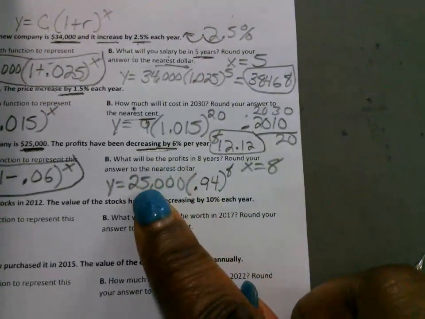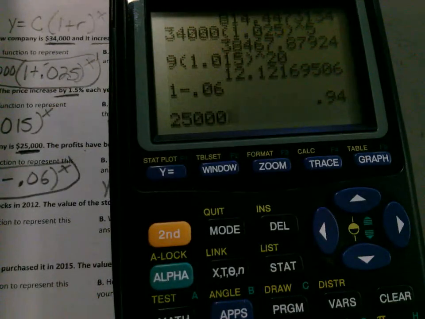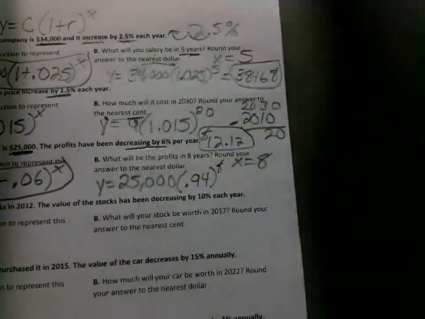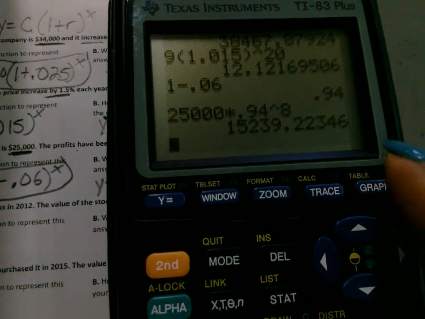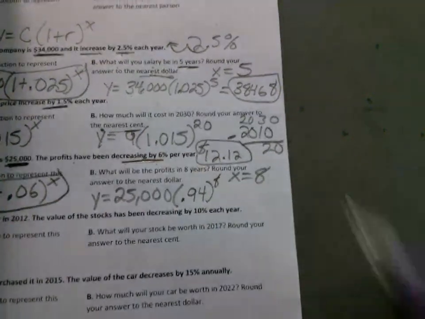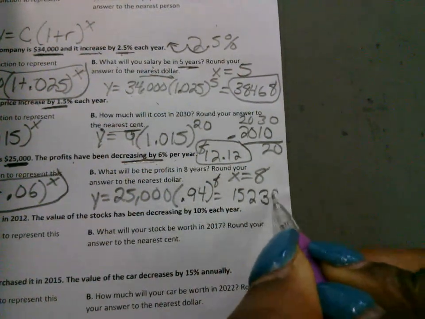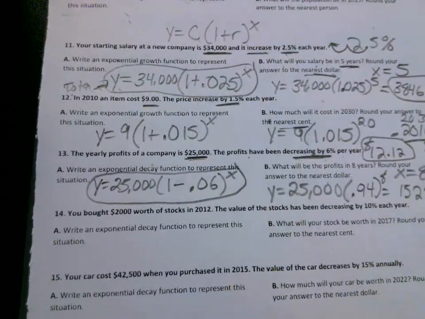So let's type this in. Bryson, let's type this in. 25,000 times 0.94, caret key. We're looking for the 8th year. We got 15,239. Yes.